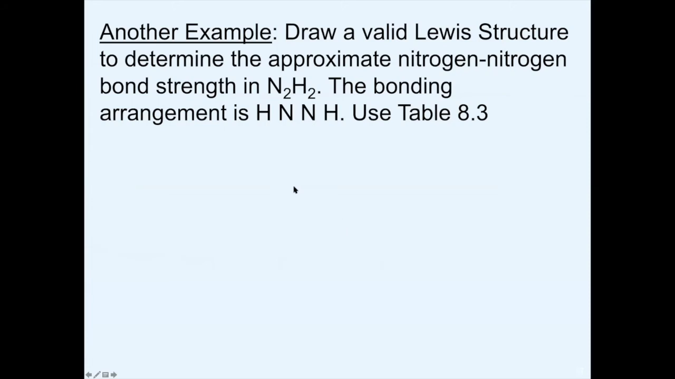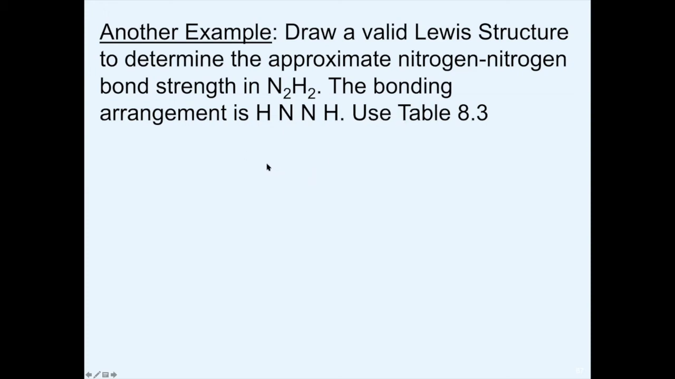All right, so another type of question that you could be asked is something like this. It says to draw a valid Lewis structure to determine the approximate nitrogen-nitrogen bond strength for this formula, N2H2. And you're given the bonding arrangement, since it's not obvious which atom is going to be in the middle. You're given the bonding arrangement here: hydrogen, nitrogen, nitrogen, hydrogen. And then you're asked to use table A3 to get the bond strength.